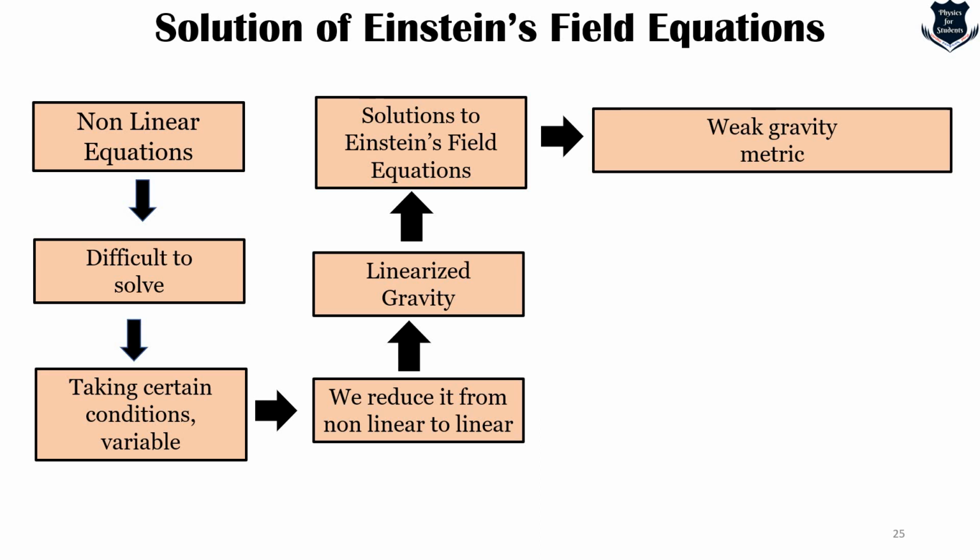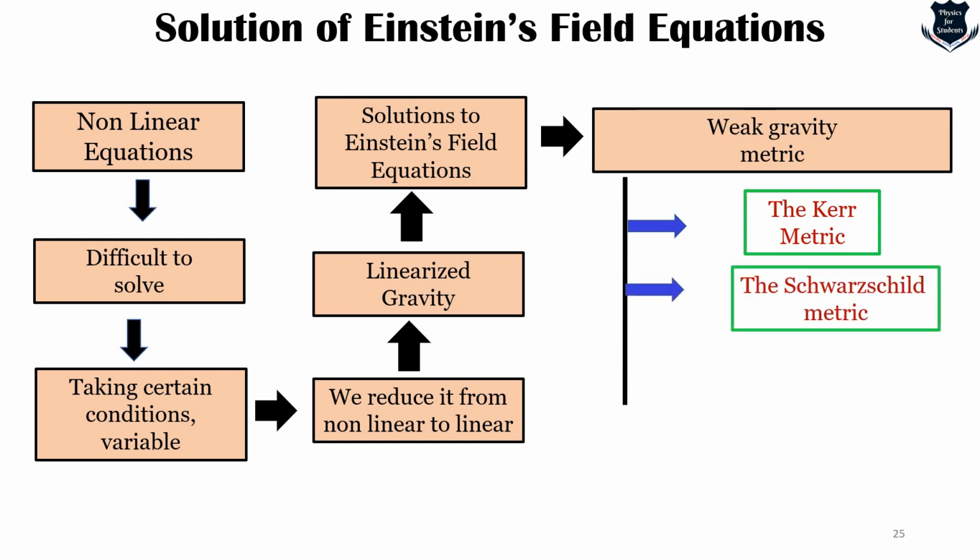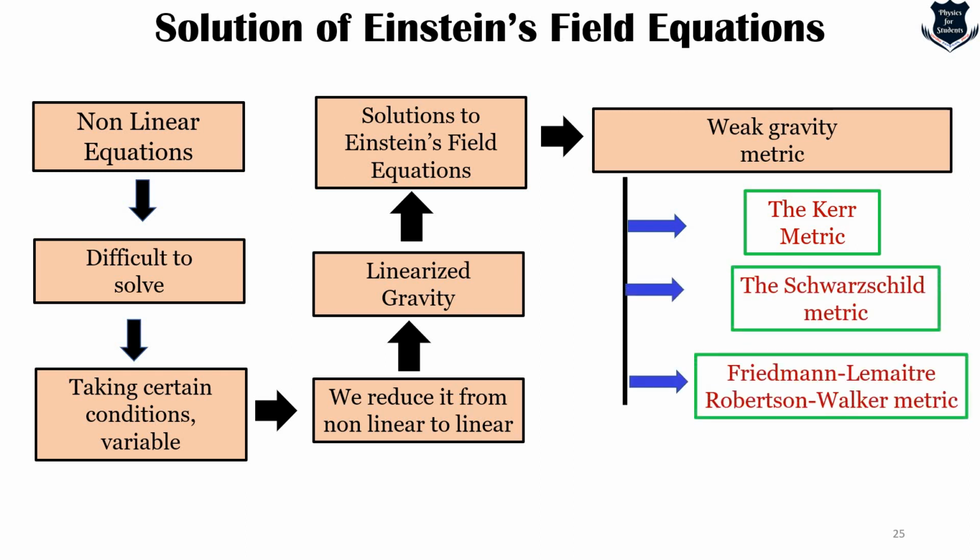Now the weak gravity metric has three main solutions. One is the Kerr metric, then we have the Schwarzschild metric, and the Friedmann-Lemaître-Robertson-Walker metric. I am not going to explain these metrics further because it would take more time, but just understand that the weak field metric or weak gravity metric has three or many other solutions, primarily the Kerr metric, the Schwarzschild metric, and the Friedmann-Lemaître-Robertson-Walker metric, which are very similar.